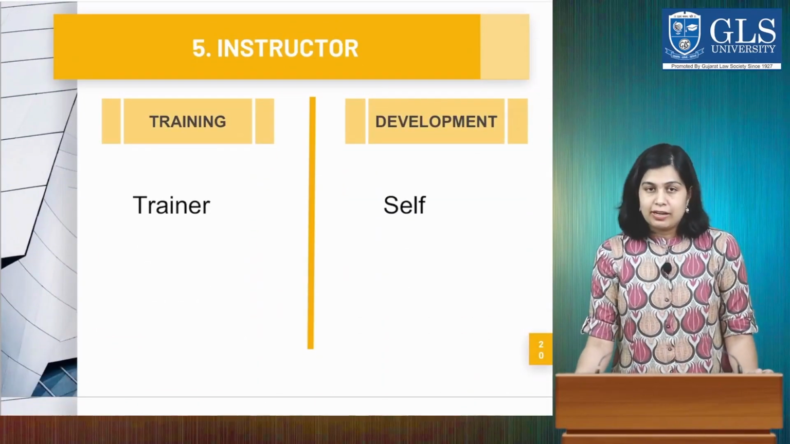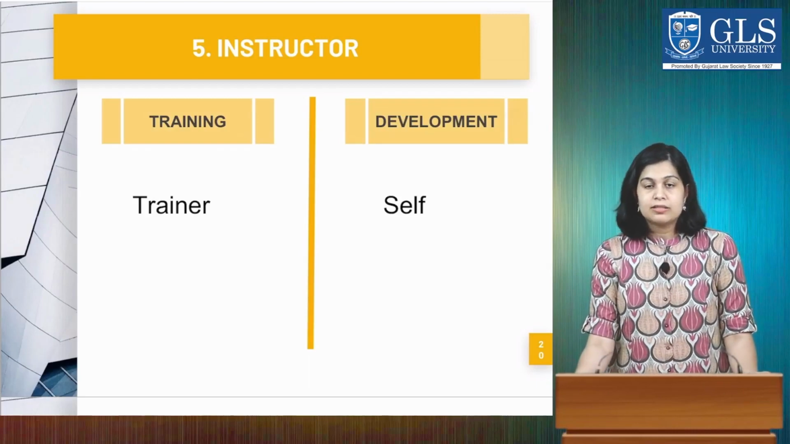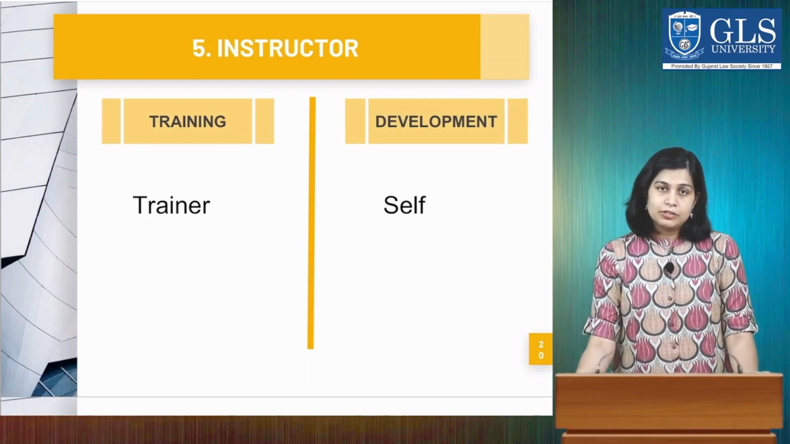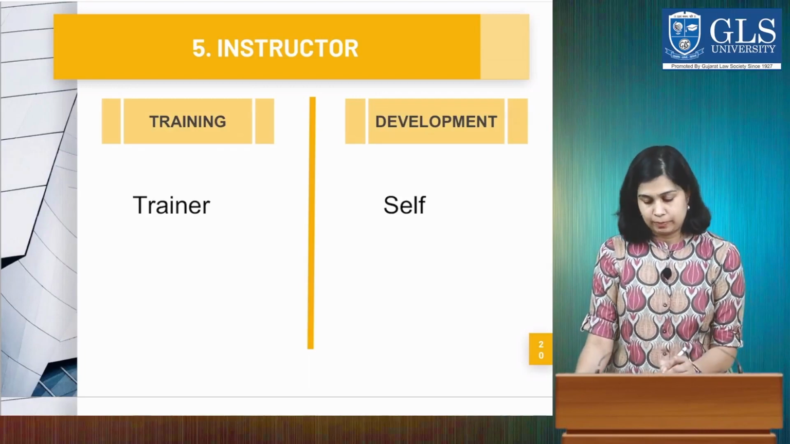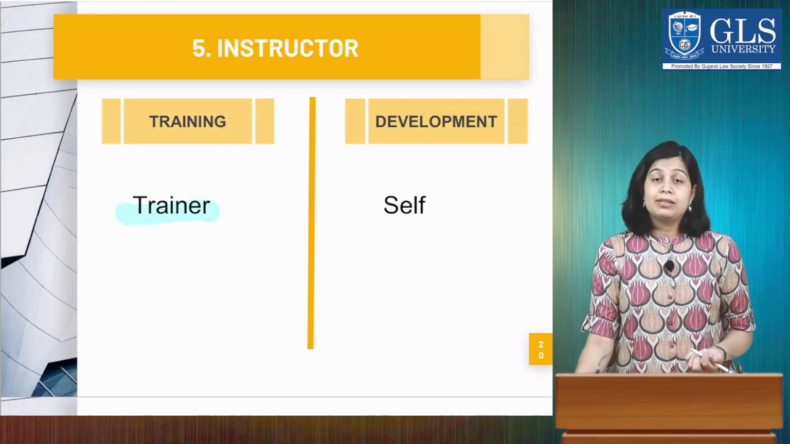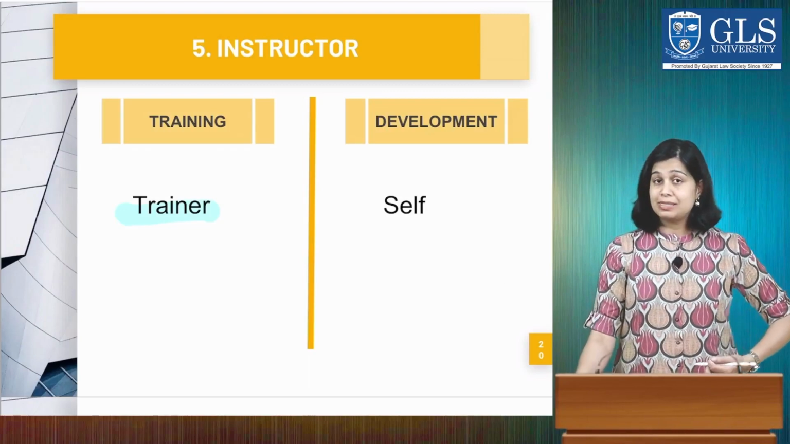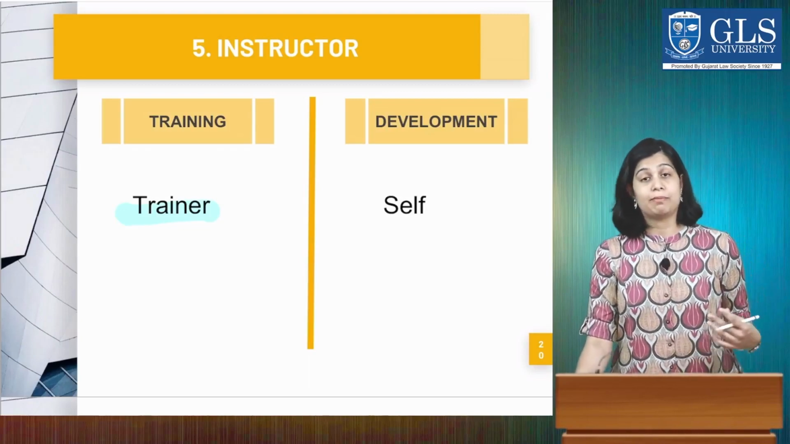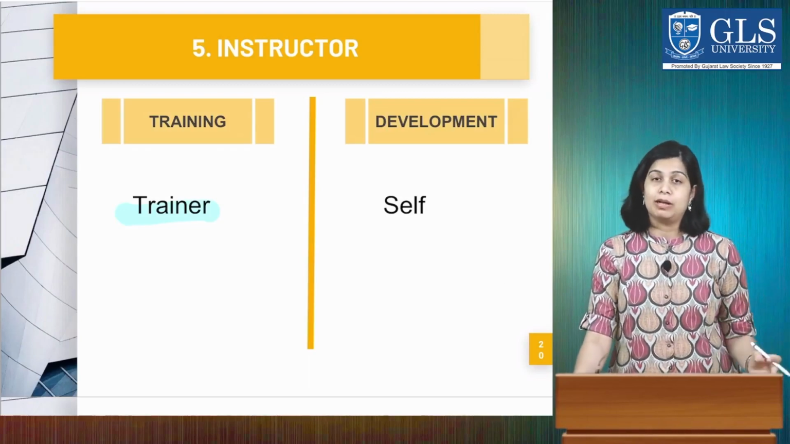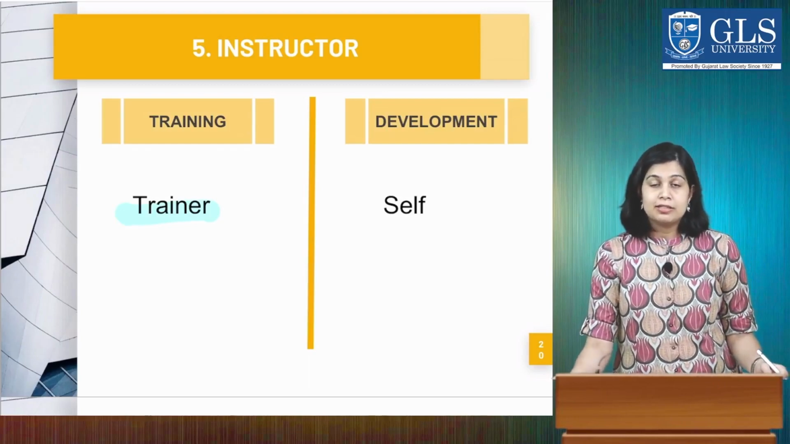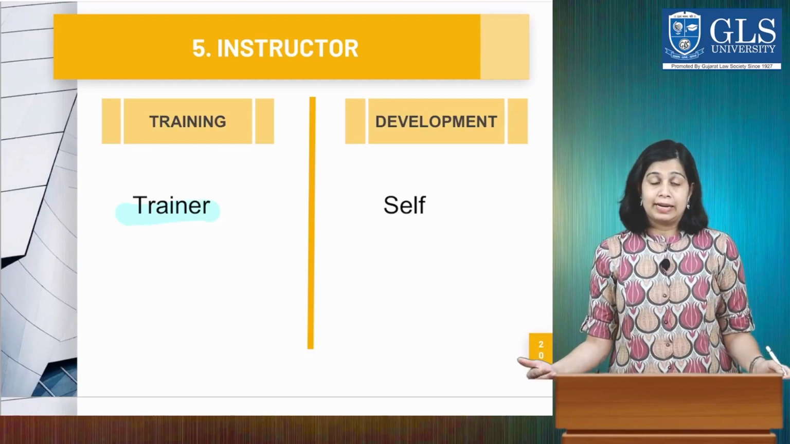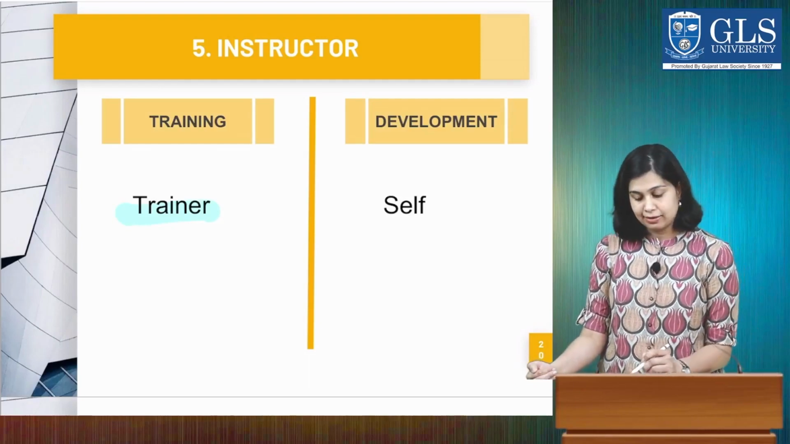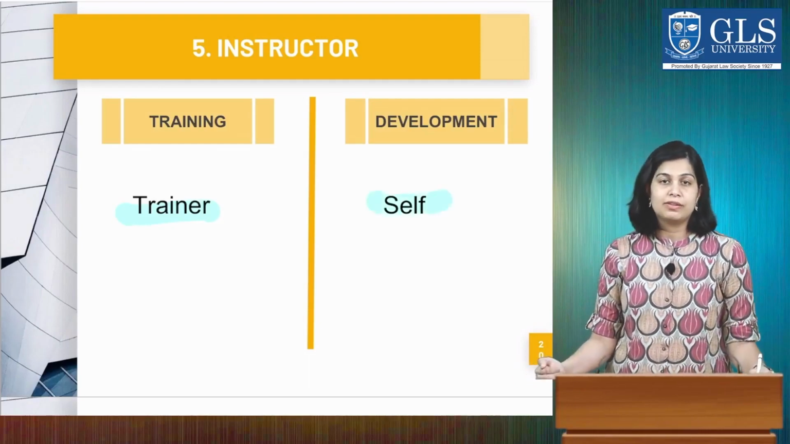Who gives the training? A trainer. So it is the responsibility of the organization to appoint the trainer and give training to their employees. On the other hand, development is self. You need to be self-motivated. You should have a passion of your own in order to develop. So in an organization, there may be hundreds of employees, but few would be willing to learn and enhance their career, and that requires development, self-development.